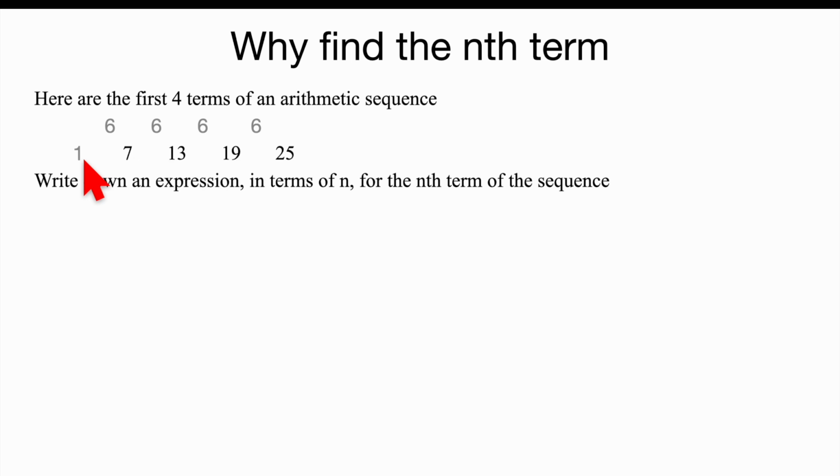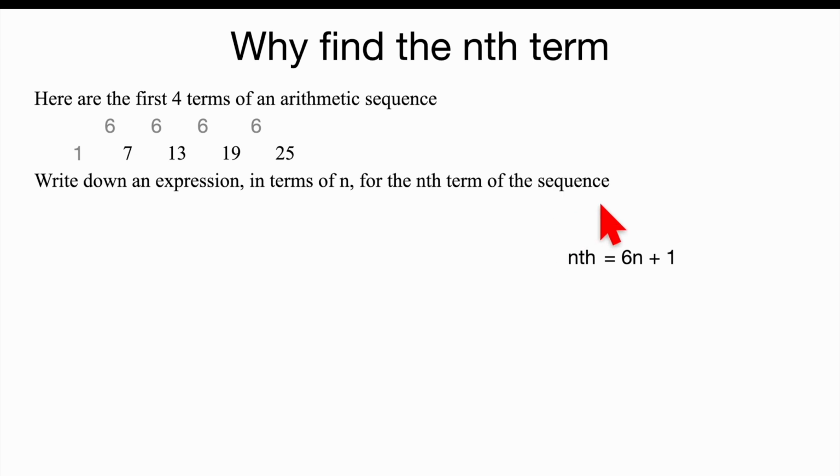And 7 minus 6 is 1. So does that work? 1 plus 6 is 7, plus 6 is 13, etc. So the nth term is equal to 6n plus 1. And I check that. Let's have n equal 2. 6 times 2 is 12 plus 1, 13 is the second term.